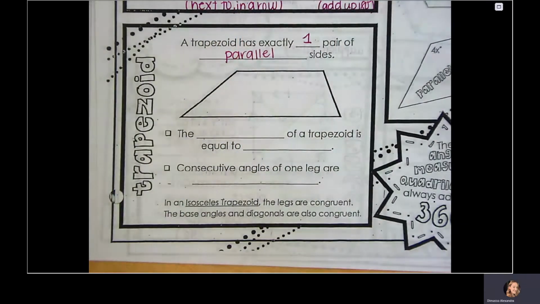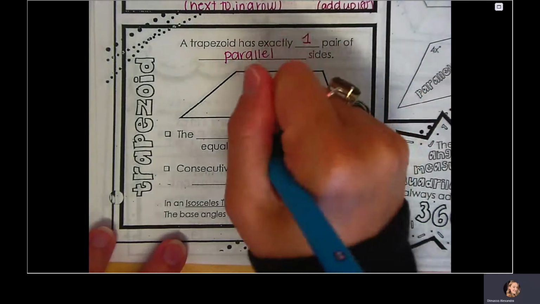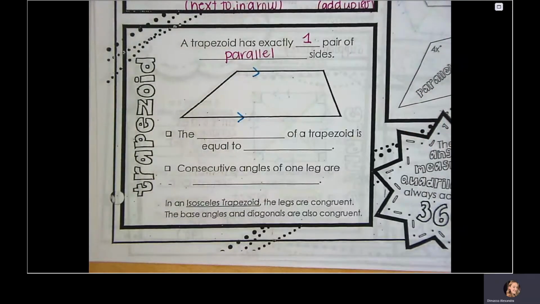Only one pair. If you were to look at this picture, which ones are parallel? Yep, top and the bottom. So what should I put on them to show that they're parallel? An arrow. So that's it. Your only pair of parallel sides are the top and the bottom.